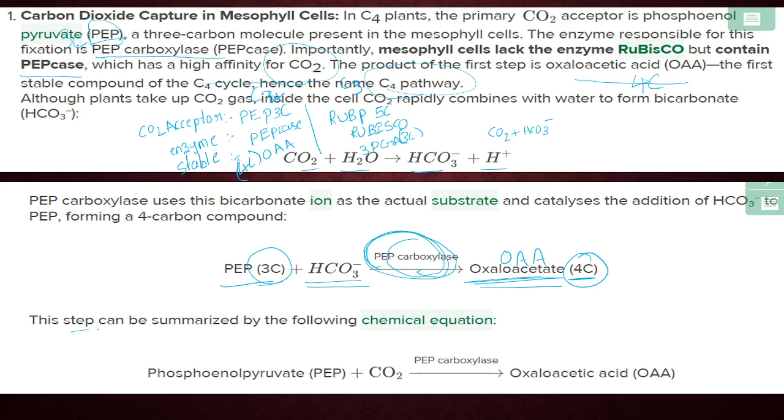This step can be summarized by the following chemical equation. Phosphoenol pyruvate plus CO2, in presence of phosphoenol pyruvate carboxylase, forms oxaloacetic acid. In the first step, carbon dioxide capture, that is oxaloacetic acid formation, this is a carboxylation reaction.